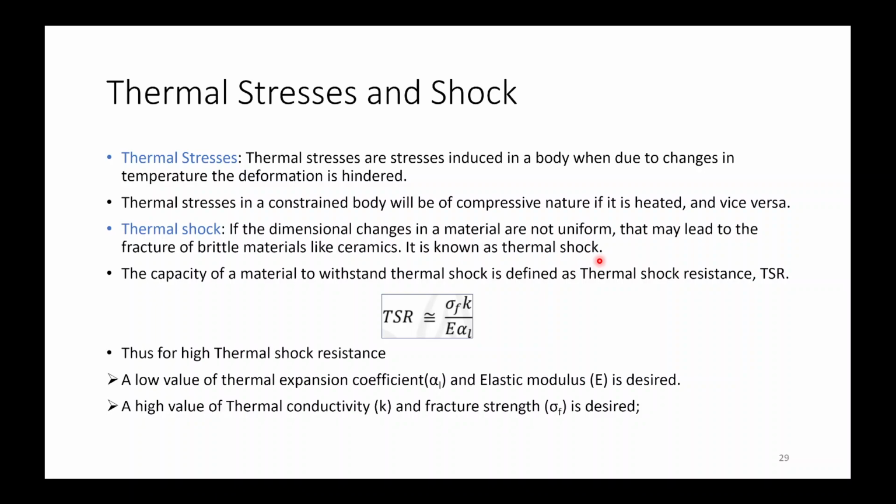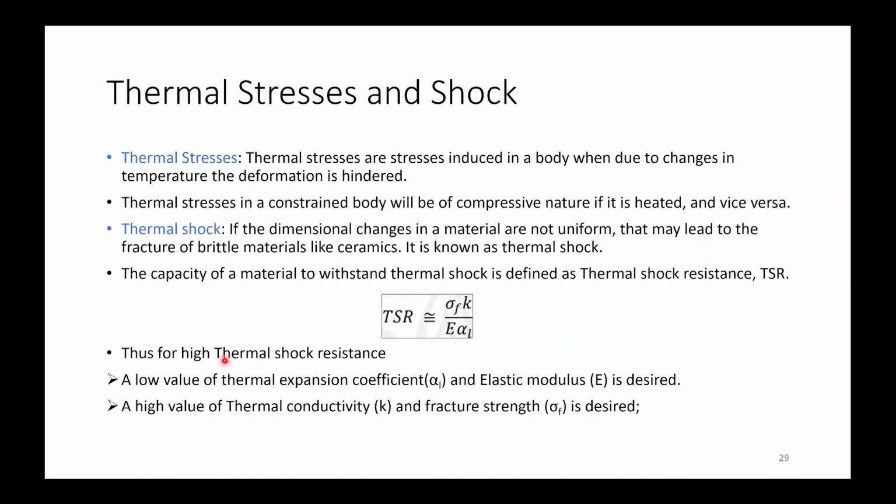The capacity of a material to withstand thermal shock is defined as thermal shock resistance, or TSR, and it is given as sigma F times K divided by E alpha l. Here sigma F is your fracture strength, K is your thermal conductivity, E is elastic modulus, and alpha l is thermal expansion coefficient.